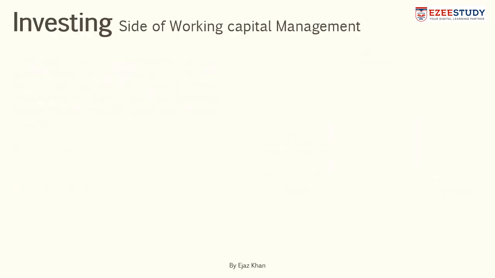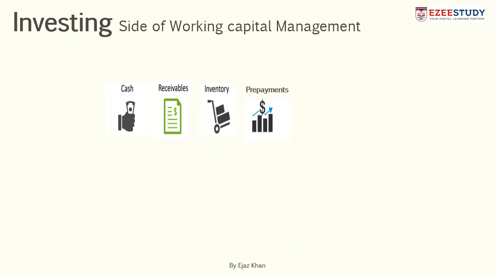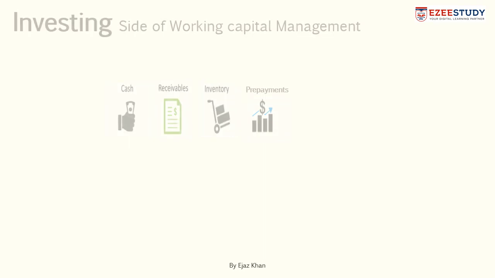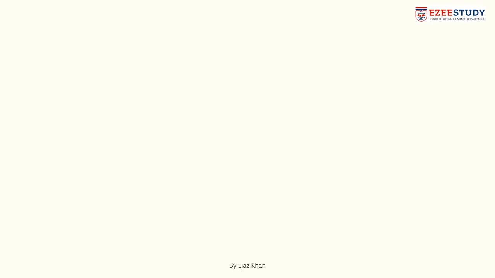So let's first discuss the investing side of the working capital management, how the company will decide about the level of investment in its current assets, like cash, receivables, inventory, prepayments. Now the company has to decide how much to invest into its current assets. Now, what factors will help the company to decide the level of investment in its working capital?